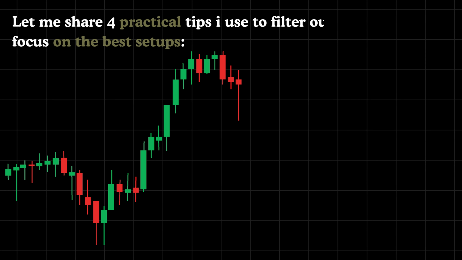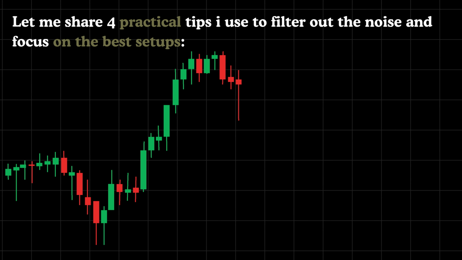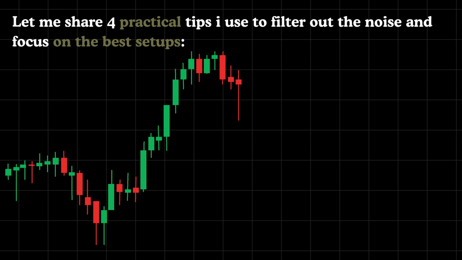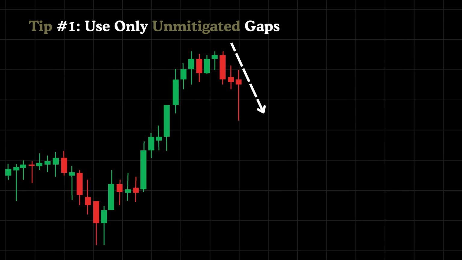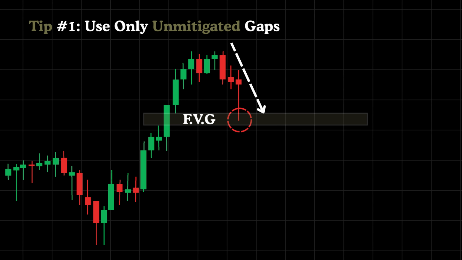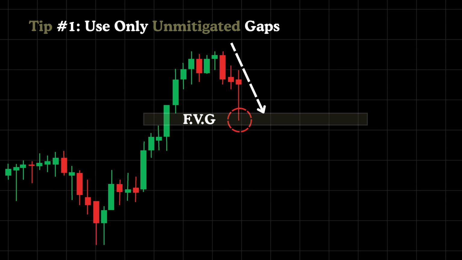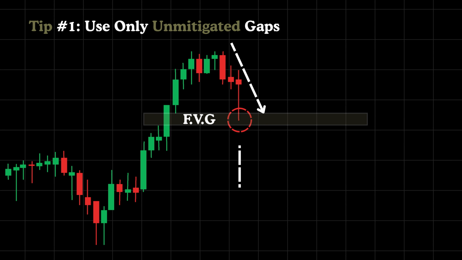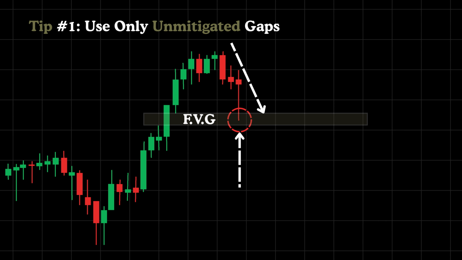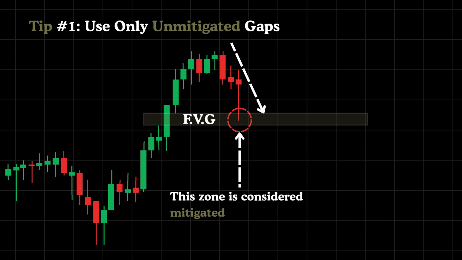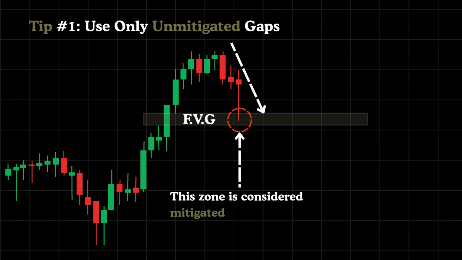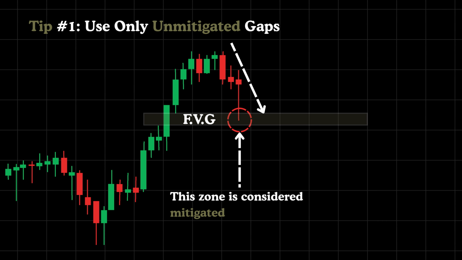Let me give you 4 actionable tips I follow to cut through the noise and zero in on high-quality setups. Tip number 1. Stick to unmitigated gaps. The most reliable fair value gaps are untouched, meaning price hasn't come back to retest them yet. Once price revisits and taps that gap, the area is considered mitigated and loses its strength. So if you find a fair value gap that's already been tested, it's best to pass on it.